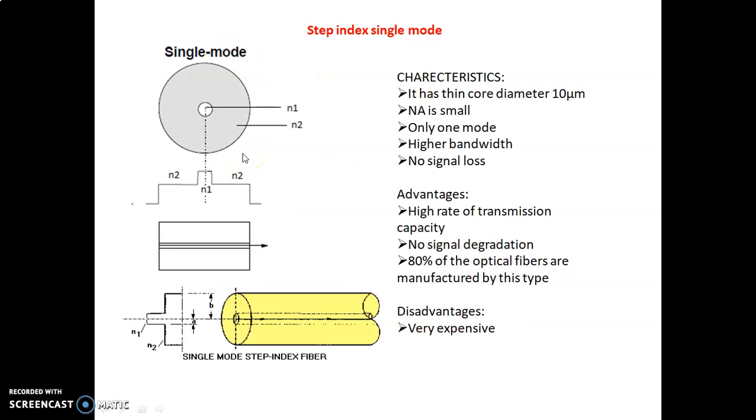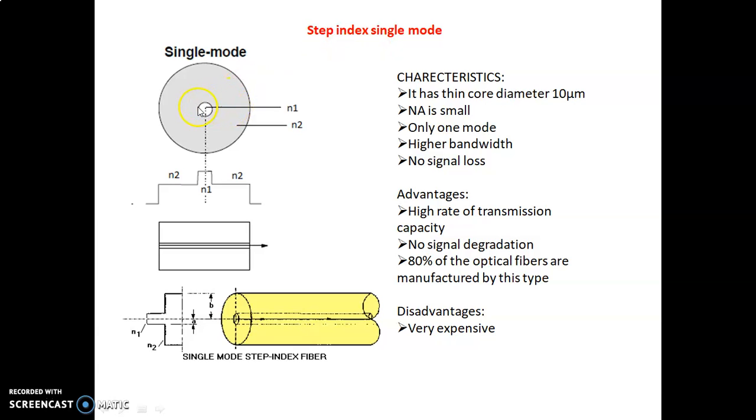Now you see, in step index fiber, we have step index single mode. Single mode in the sense the core diameter is very small, cladding diameter is higher. Here you see, N1 is the refractive index of the core, N2 is the refractive index of the cladding. Here you can see that both the refractive indices vary step by step. Both refractive indices are not the same. The refractive index of core and the refractive index of cladding vary step by step. So we are saying this one is a step index single mode fiber.